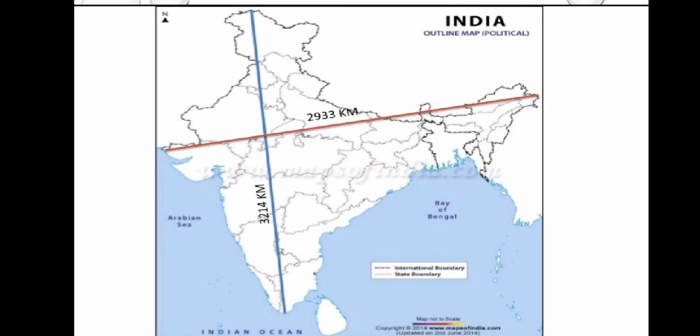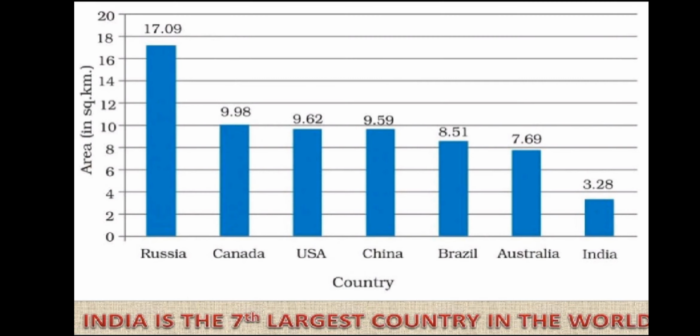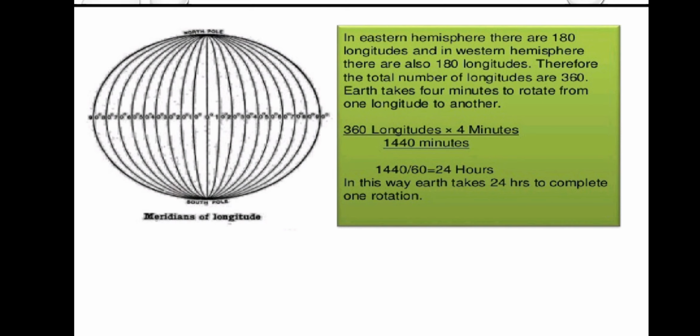Here you can see the extent from north to south and from east to west. In terms of size in area, it is the 7th largest country, 3.28 million square kilometer. Now, the next term, before going to the next point, we'll discuss about the degrees and minutes. You might be confused about that.